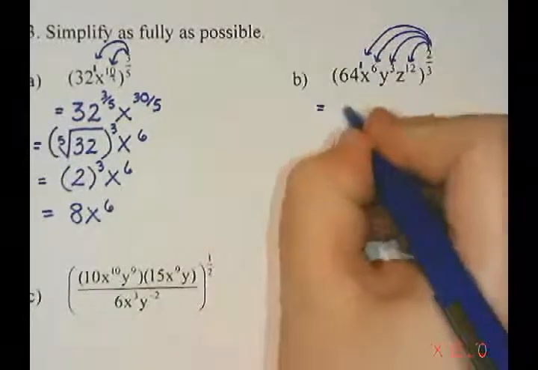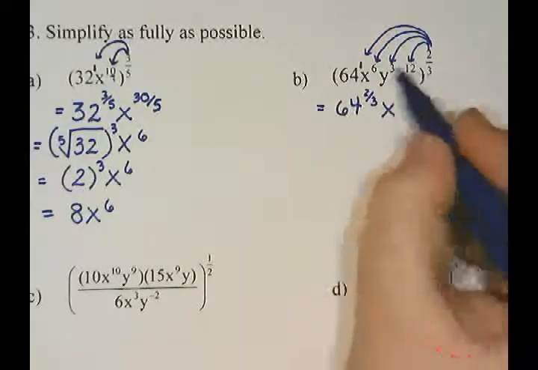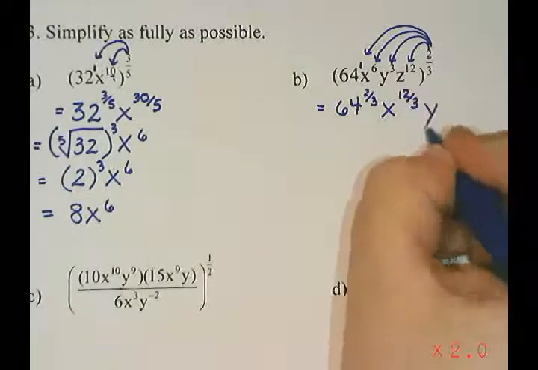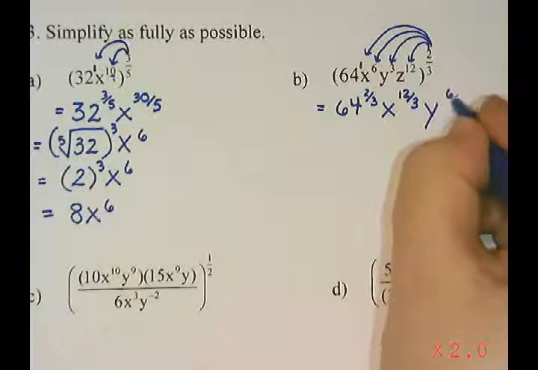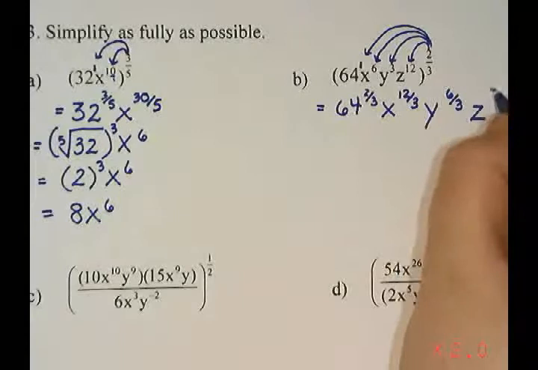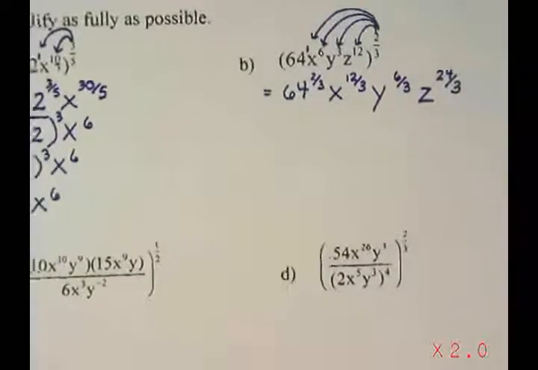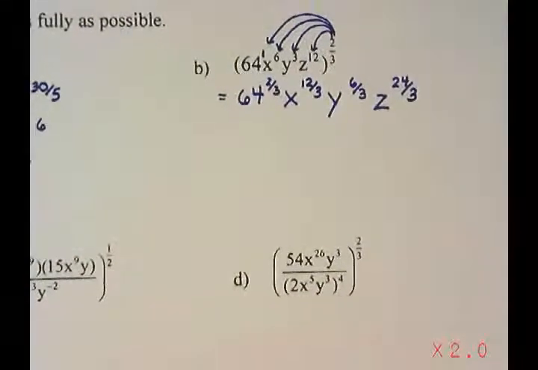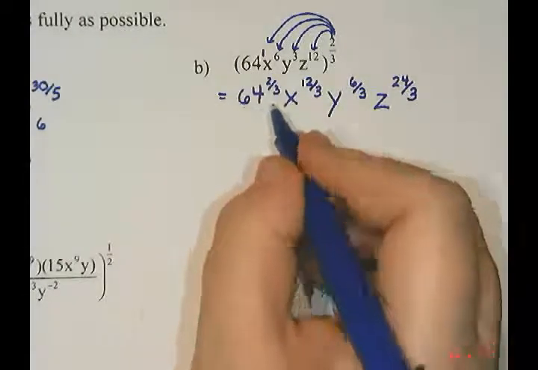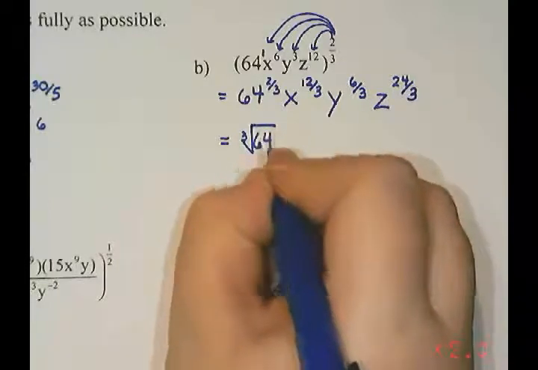So this is going to give me 64 to the 2 over 3 times x to the 6 times 2/3, which is 12 over 3. Y to the 3 times 2/3, which is 6 over 3. And z to the 12 times 2/3, which is 24 over 3. Okay, the 64 to the 2/3, I am actually going to evaluate that by saying that that is the 3rd root of 64 squared.